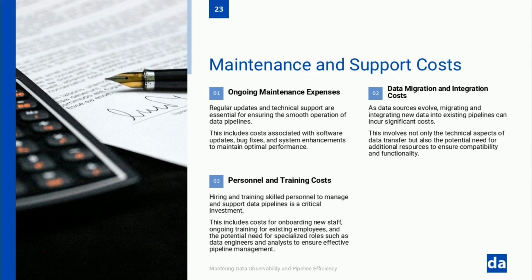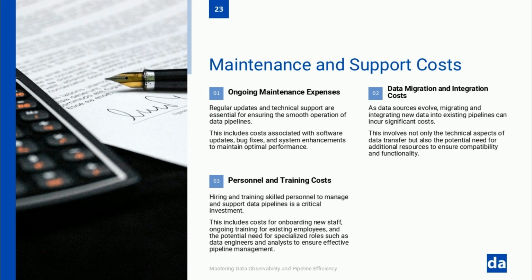These costs ensure the long-term sustainability and efficiency of your systems. Ongoing maintenance expenses. Regular updates and technical support are essential for keeping your pipelines running smoothly. What's included? Costs for software updates, bug fixes, and system enhancements to maintain optimal performance.